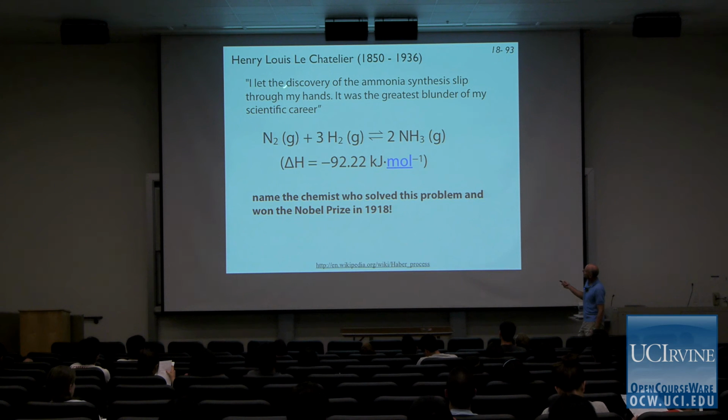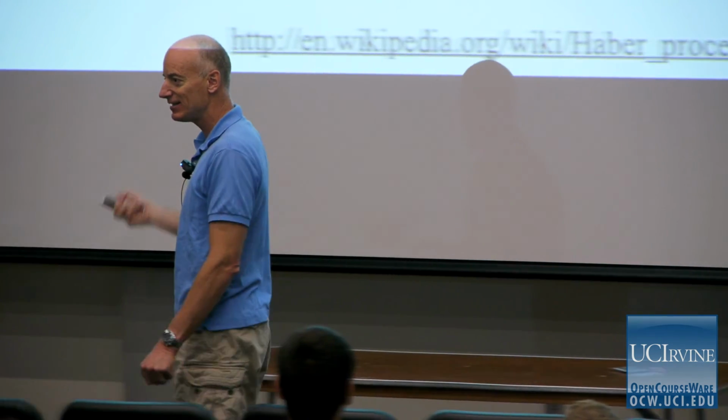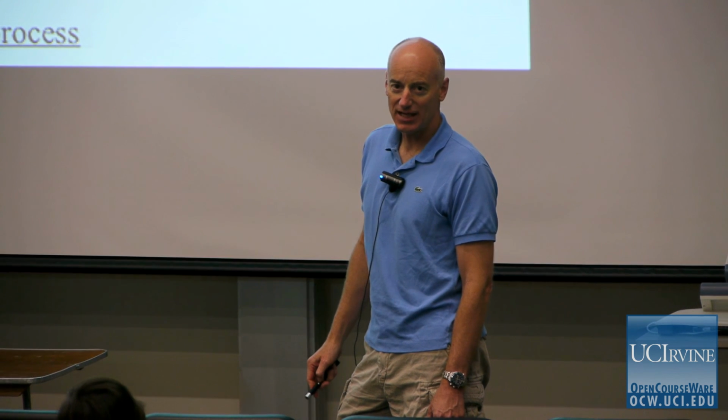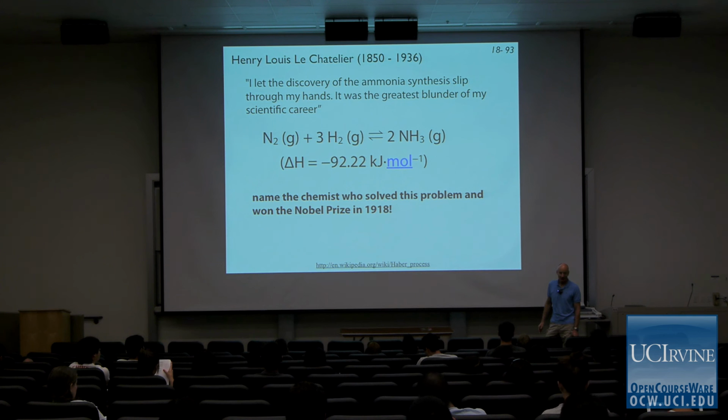At the end of his career, he wrote, "I let the discovery of the ammonia synthesis slip through my hands. It was the greatest blunder of my scientific career." Nobody could figure this reaction out in the early 1900s. Everybody was working on it. And Le Chatelier even had the right catalyst. Right? Anybody know what the right catalyst is? Silver works. But that's not the catalyst that was actually used. It was iron. The reason Le Chatelier didn't understand this reaction is this is one of the rare exceptions to Le Chatelier's principle. It doesn't follow his principle. He was thinking about his principle, and this reaction doesn't follow it. Why?